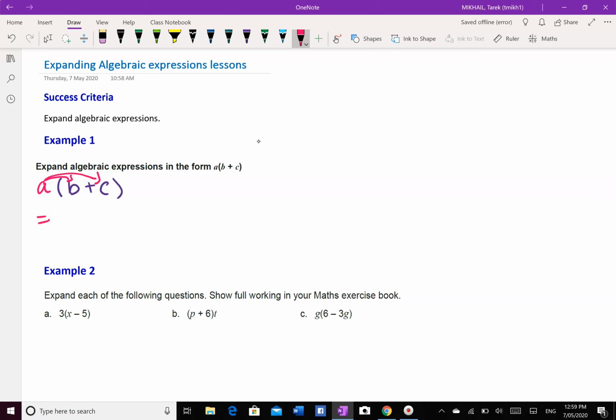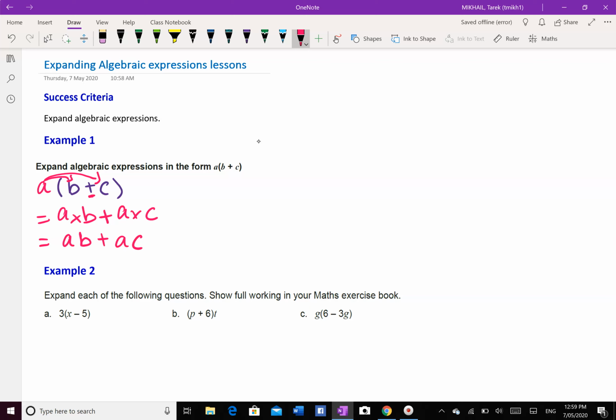A goes to B means A times B, and we have plus C in the middle, so we have to put the plus down, and then A goes to C, so A times C. Now in algebra we don't write the multiplication sign between the letters or the variables, so our answer will be AB plus AC.